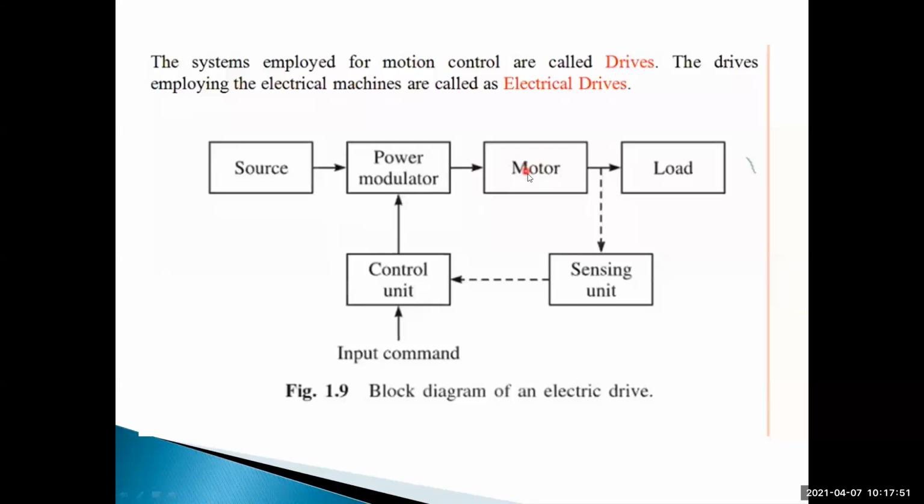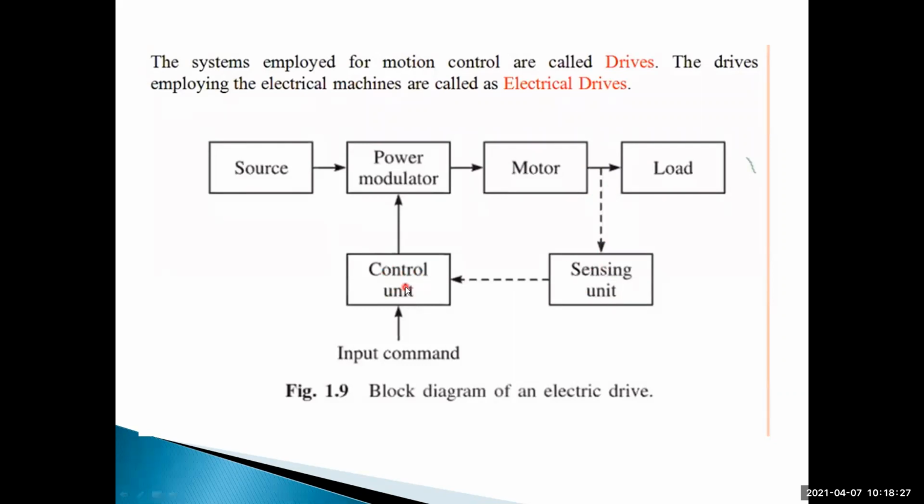So the motor output is called the load. The load is connected to the motor. And this is called the sensing unit. The sensing unit senses the speed of the motor. By taking the output from the motor and sensing the speed, it is given to the control unit.